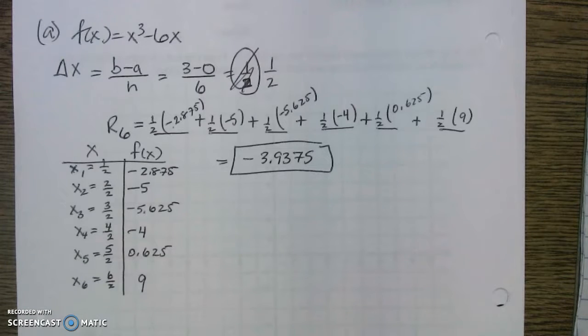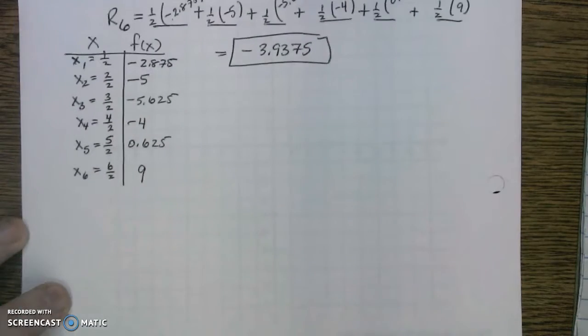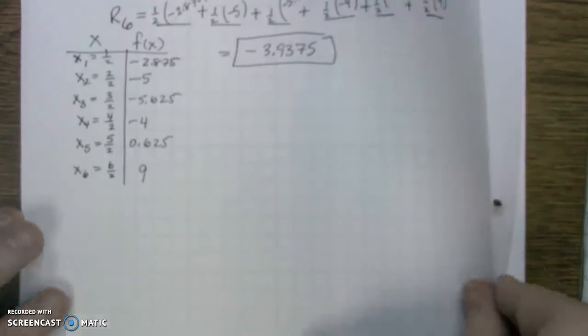Now part B, we're going to find the true area under the curve because we're going to take the number of rectangles to infinity. So B, let's start a new sheet of paper.